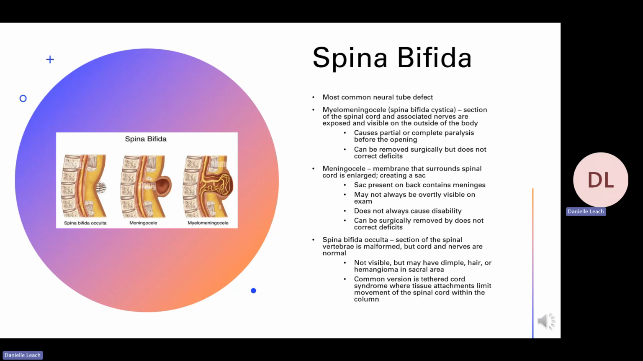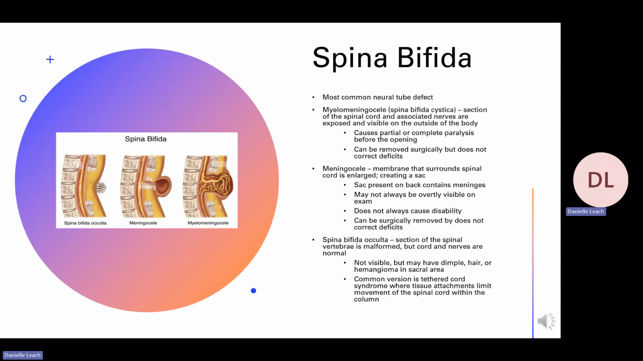The most mild version is spina bifida occulta. Occulta means hidden. This one, a section of the spinal vertebrae is malformed, but the cord and the nerves are basically normal. You can't really see anything from the outside, so there's no sac of meninges or anything that you can see. But this is why we look for the sacral dimples and the tufts of hair in the dimple, or even any hemangioma in that sacral area. This could be a sign that the patient does have spina bifida occulta.